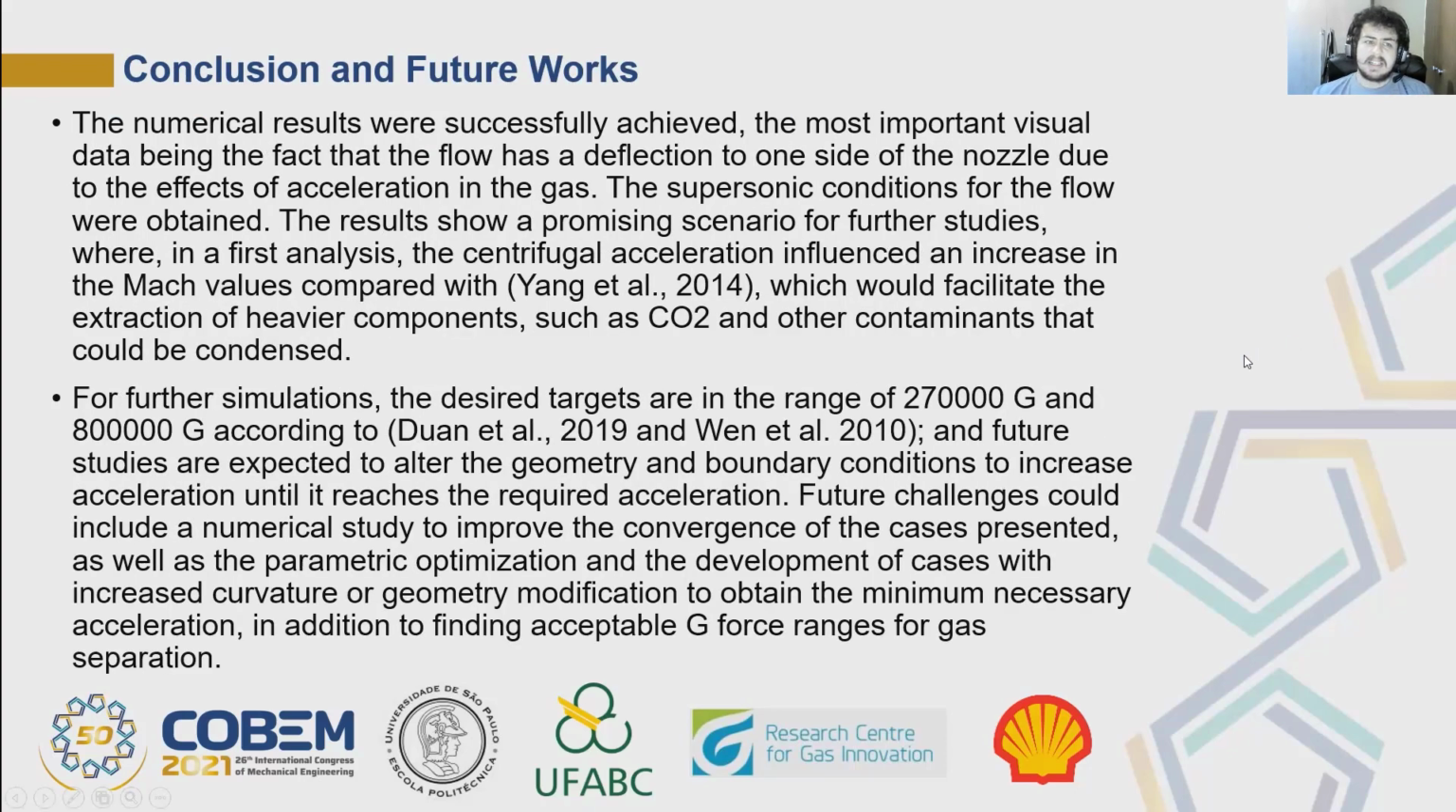Okay, the conclusion and future works from our work. The numerical results were successfully achieved. The most important visual data being the deflection of one side of the nozzle due to the effects of deceleration of the gas, right? The supersonic conditions for the flow were obtained.